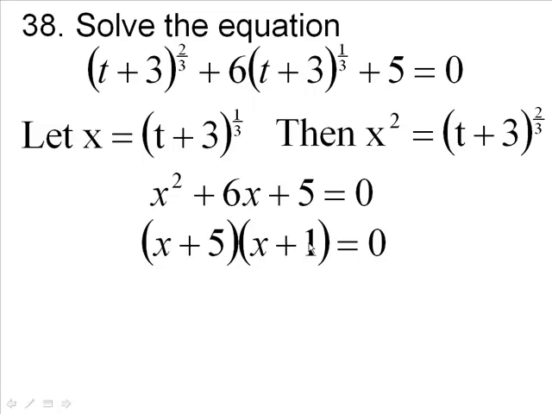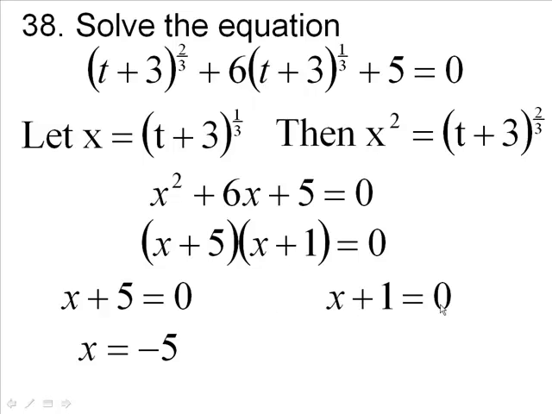All right? Then we can use the zero factor property. We can say let x + 5 be 0 or let x + 1 be 0. Let's figure this one out first. x is going to be minus 5. So either x + 5 is 0 or x + 1 is 0, in which case x is going to be a negative 1. So now I've solved this for x.